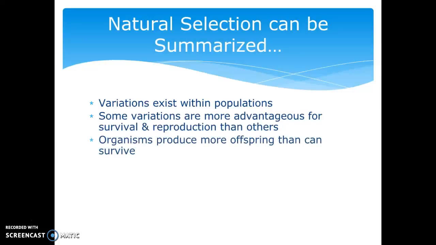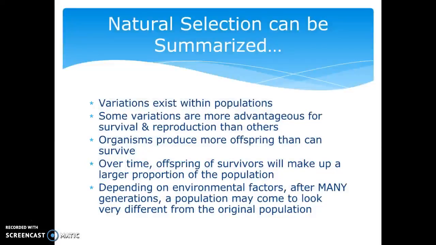And then this guy just summarizes natural selection. Variations exist within populations. Some are more advantageous, and then those organisms produce more offspring than can survive. Those survivors will make up the larger portion of the population. And after many, many generations, depending on environmental factors, the original population may look very, very different than the population that's hanging out now. And you can see that in the human skull picture that I showed you at the beginning of the other lecture.